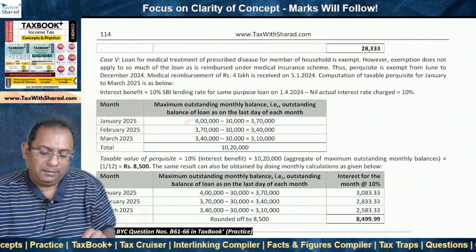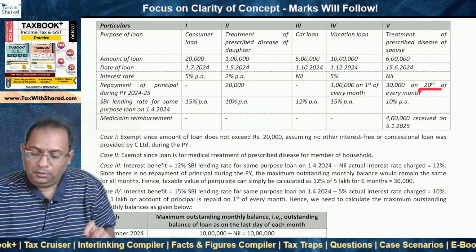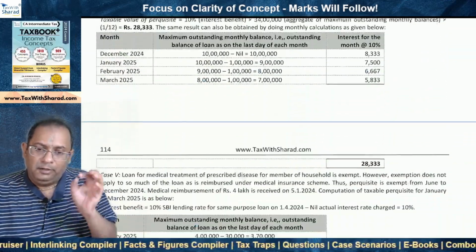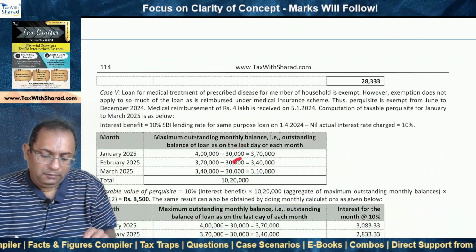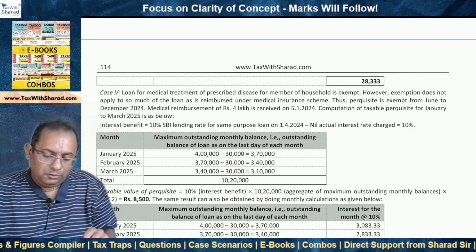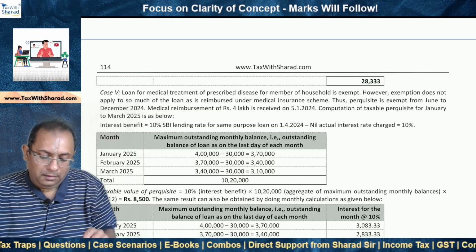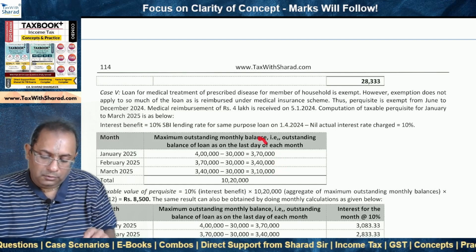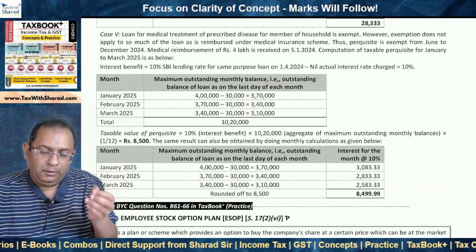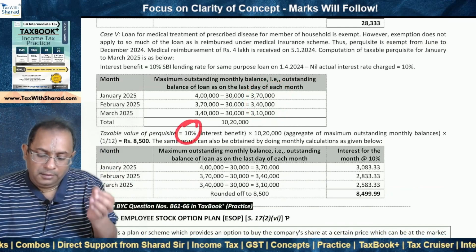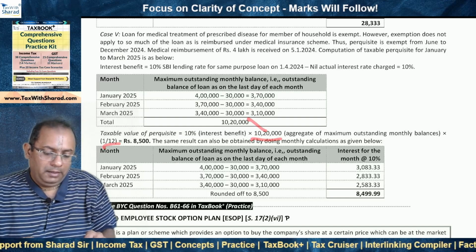So we start with 4 lakh. And repayment is what? Repayment is 30,000 on 20th of every month. So 20th of January it will be paid. So 30,000 will be paid. February 30,000 will be paid. March 30,000 will be paid. So January for 4 lakh minus 30,000, 3 lakh 70. And similarly for February and March. So we will total all this, and then we will find out the taxable value. 10% interest benefit into 10,20,000 into 1 by 12, 8,500.